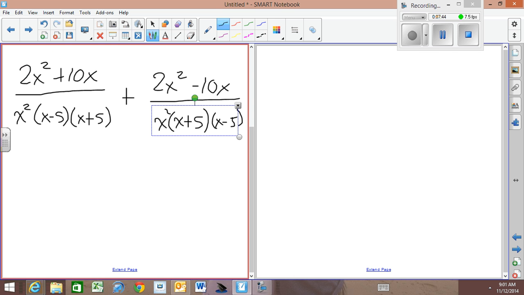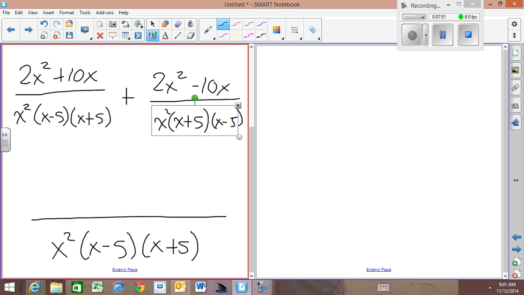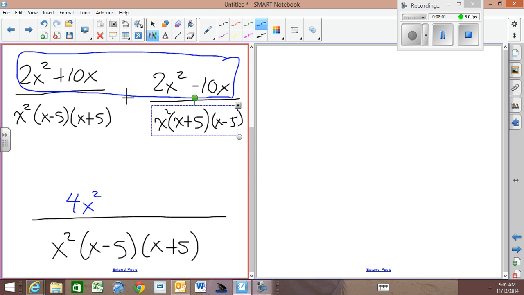Now that I have a common denominator, remember the whole reason for writing these fractions differently is so that I can combine them into a single fraction. All I'm going to do now is add up all the like terms in my numerator. 2x squared plus 2x squared is 4x squared, plus 10x minus 10x, they cancel out.